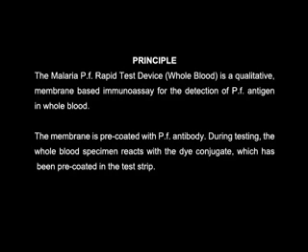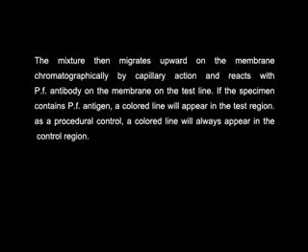Principle. The malaria Plasmodium falciparum rapid test device, whole blood, is a qualitative membrane-based immunoassay for the detection of Plasmodium falciparum antigen in whole blood. The membrane is pre-coated with Plasmodium falciparum antibody. During testing, the whole blood specimen reacts with the dye conjugate, which has been pre-coated in the test strip. The mixture then migrates upward on the membrane chromatographically by capillary action and reacts with Plasmodium falciparum antibody on the membrane on the test line. If the specimen contains Plasmodium falciparum antigen, a colored line will appear in the test region. As a procedural control, a colored line will always appear in the control region.